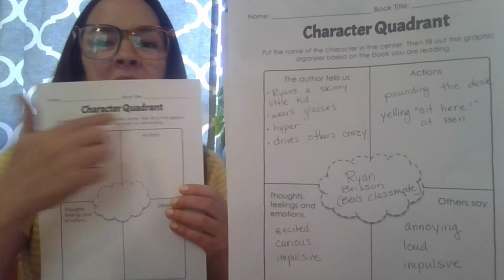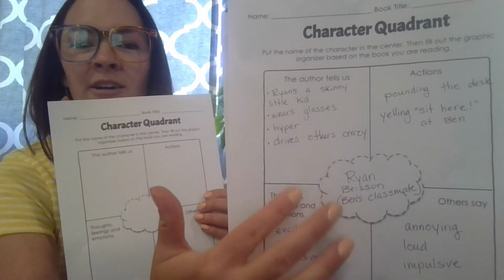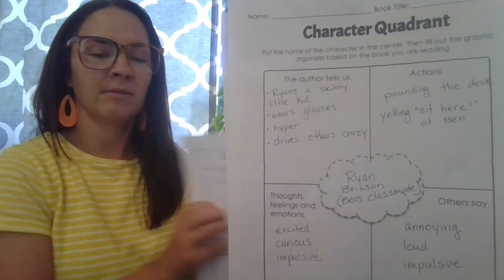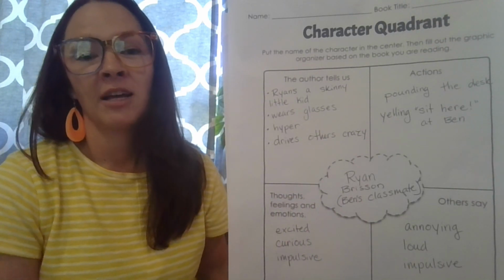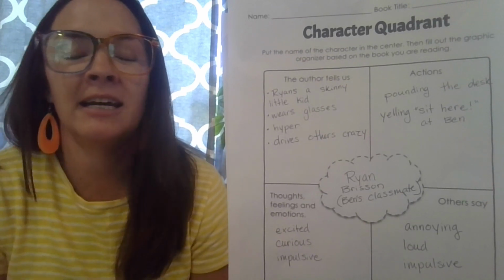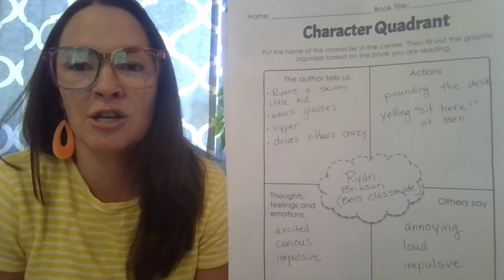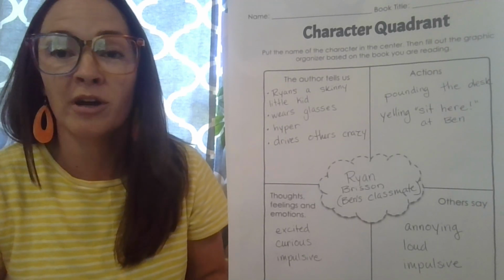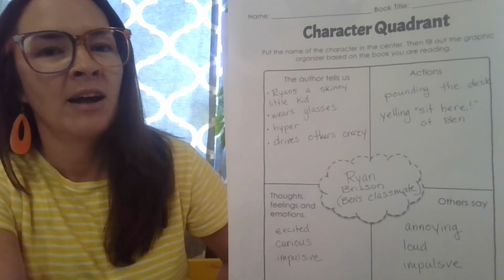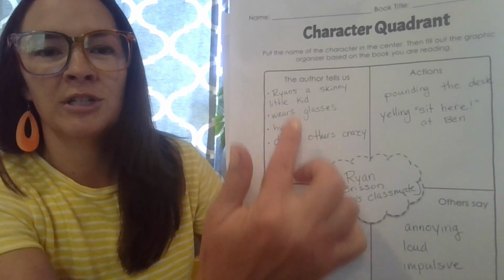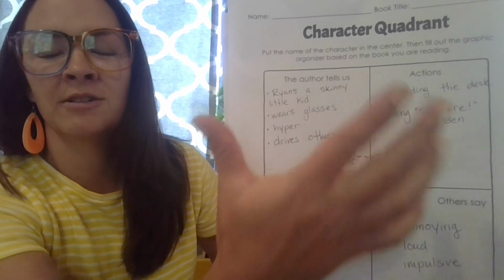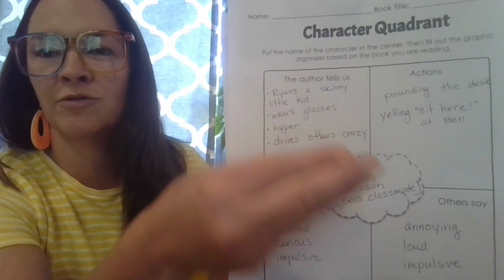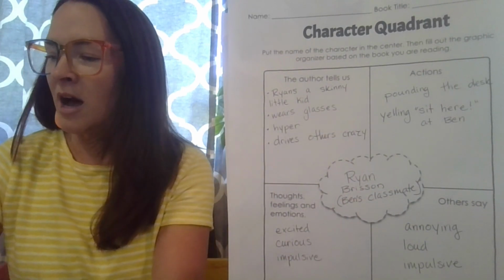So everyone has these character quadrants, and I'm going to show you how to fill it out with Ryan, and then we'll do one together. So Ryan Brisson, he is Ben's classmate, and Ben is the new kid at school. So we know that. We've done our summaries on chapter 1 with our partners yesterday. All right, so the first quadrant tells us the author tells us. So this is actual evidence from the text that we are pulling about Ryan.